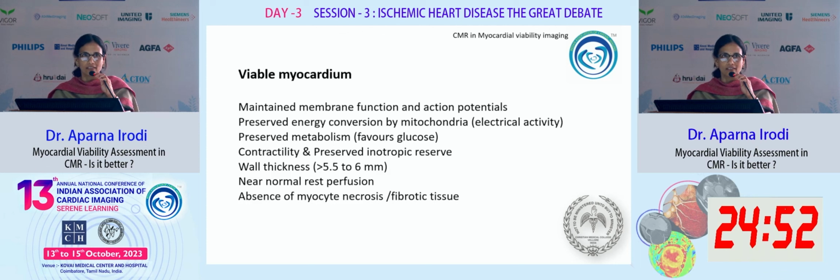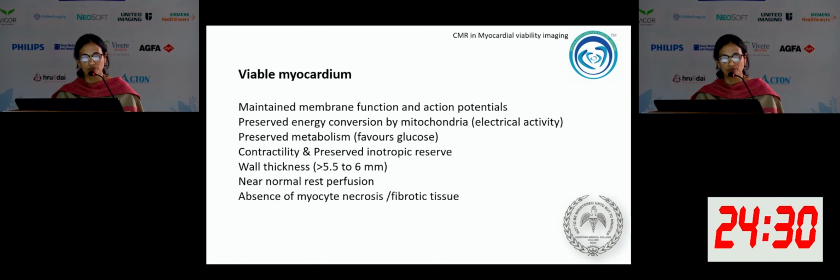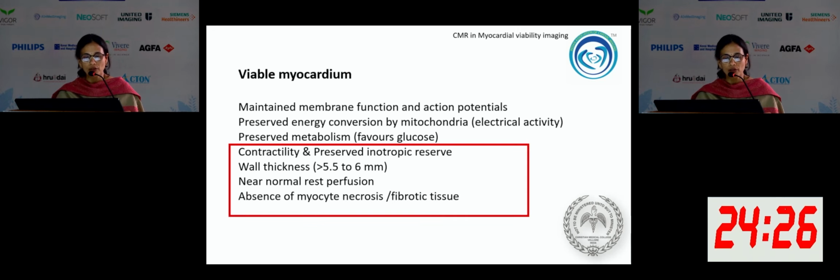So we know we can assess viability using different methodologies. We saw how we did it on nuclear medicine imaging. We can also assess viability based on the membrane function and the energy metabolism, the contractility, the wall thickness, the perfusion, and absence of myocyte necrosis. All these can tell that the myocardium is viable. So MRI can use any of these modalities other than the actual metabolism to detect viability in the myocardium.